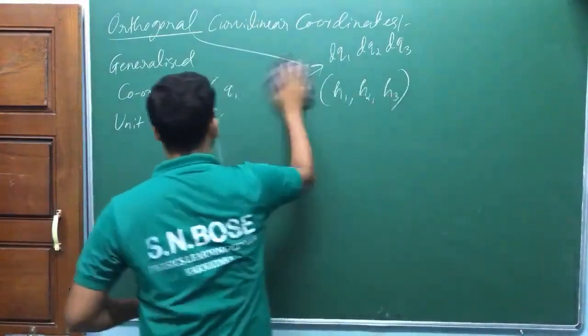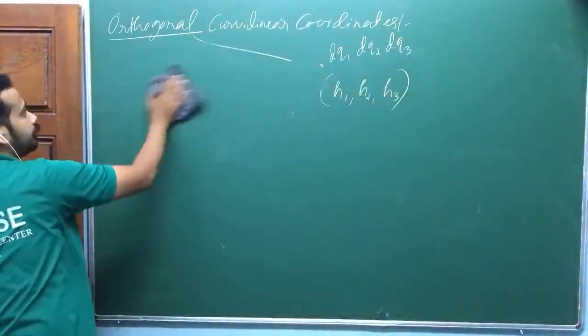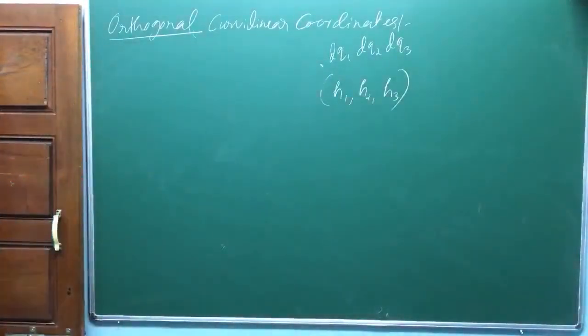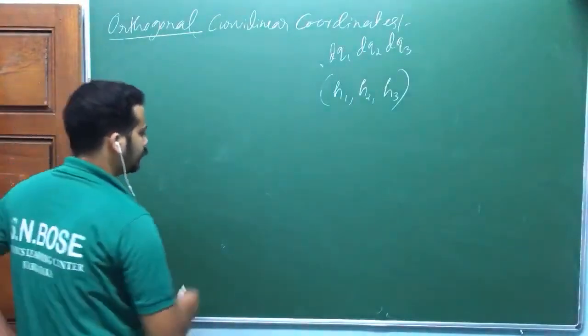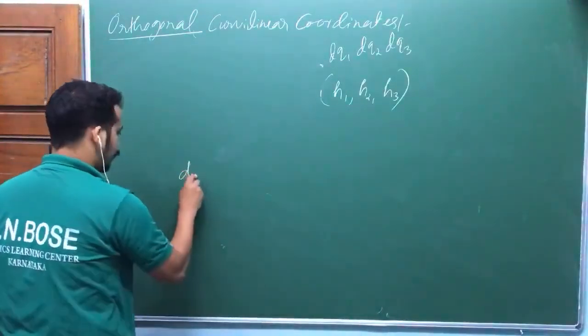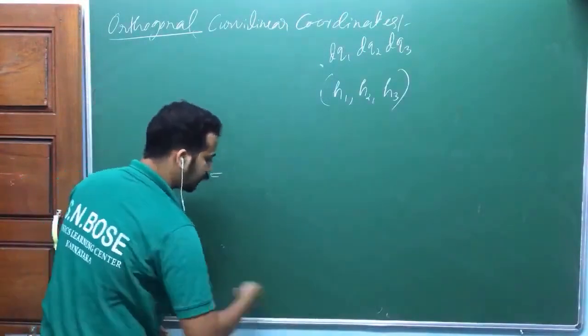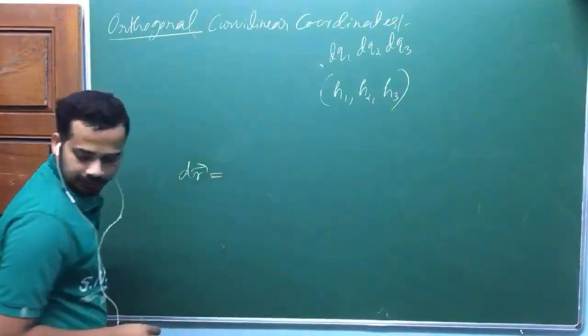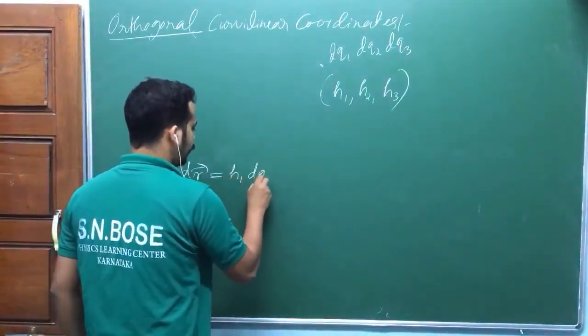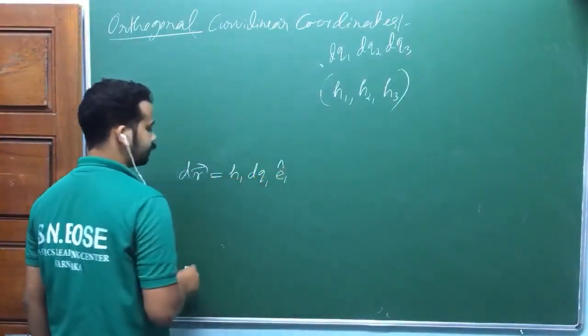For Cartesian coordinates, we already know all of this. Let me define some more things here. Again, this dr vector I have defined. Just rewrite the dr vector after I defined this one. I didn't rewrite that one. So that is H1 into dQ1 into E1 cap.